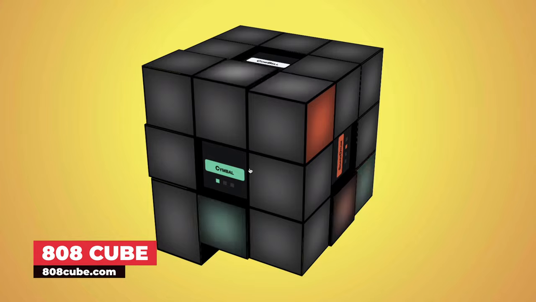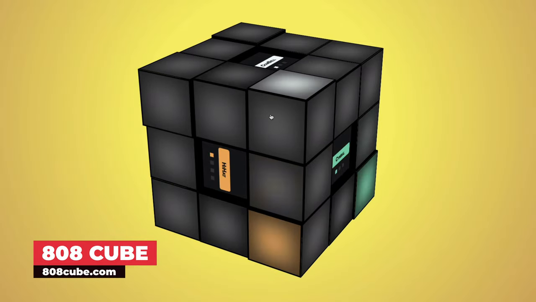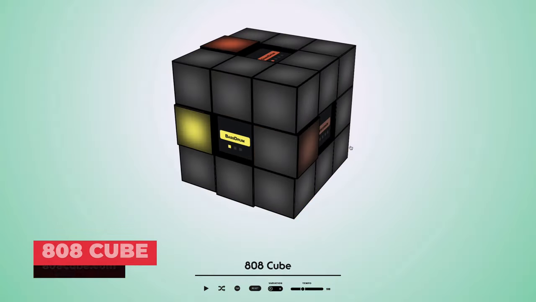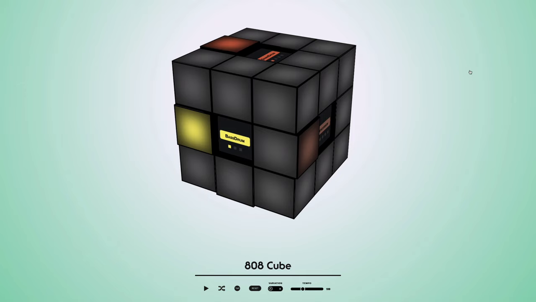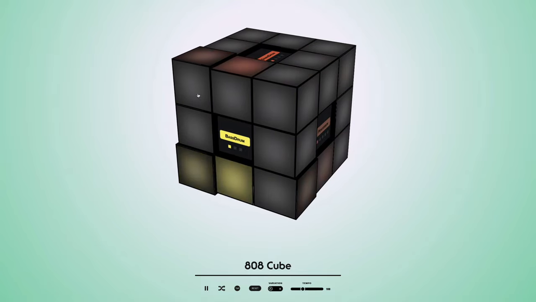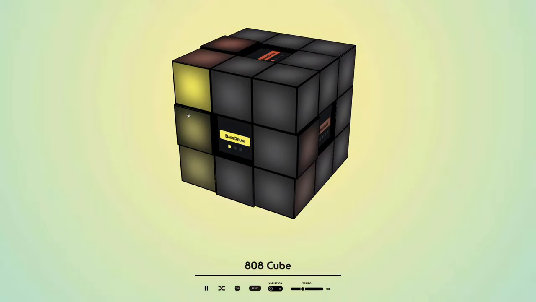The 808 Cube is a combination of the Roland TR-808 drum machine and the Rubik's Cube. This is an interactive cube that can be rotated, and each side is a different drum sound. So I'm going to click play, and this is kind of like a step sequencer where it's highlighting each different square. So I'm going to select some squares.